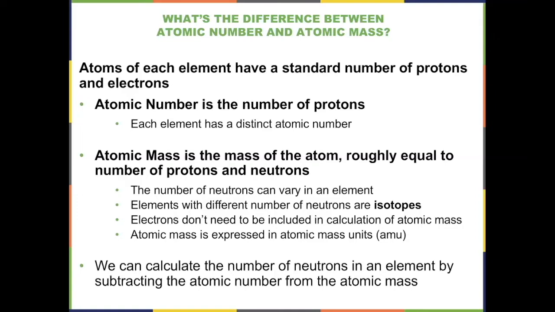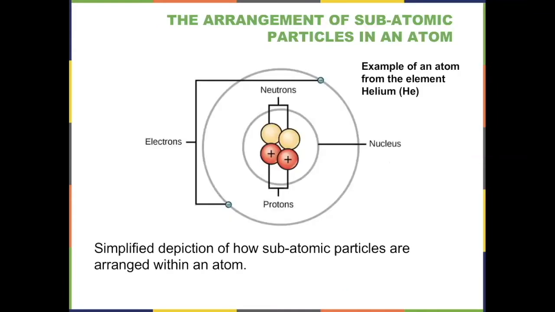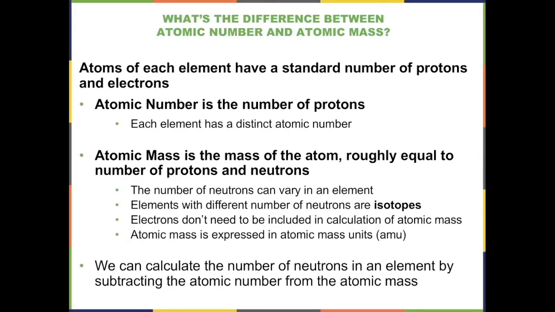So in this previous picture here, we were looking at helium. All helium atoms have 2 protons in the middle, and that's what makes it helium. Hydrogen is a different element. Hydrogen atoms have 1 proton in the nucleus, and that's what makes it hydrogen.